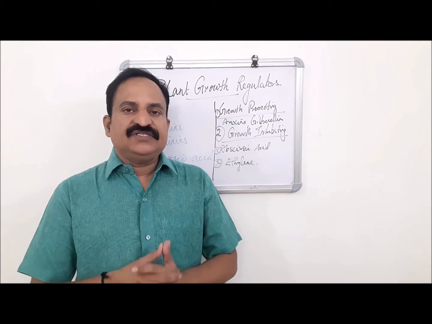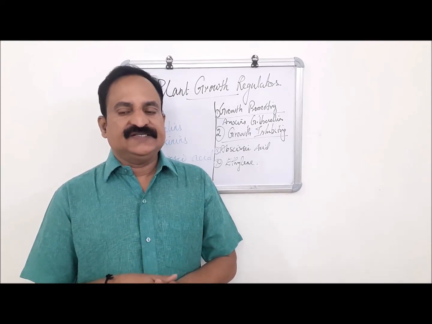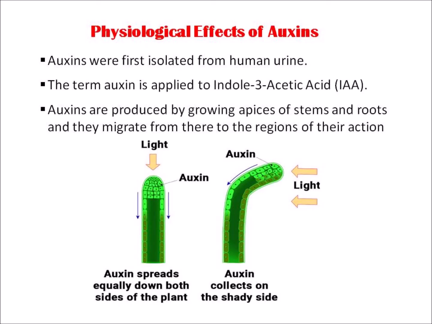Have a look at the physiological effects of auxins. Auxins were first isolated from human urine. The term auxin is applied to indole-3-acetic acid, in short IAA. Auxins are produced by growing apices of stems and roots, and they migrate from there to the regions of their action. This figure shows the action of auxin. Auxin spreads equally down both sides of the plant. Auxin collects on the shady side.